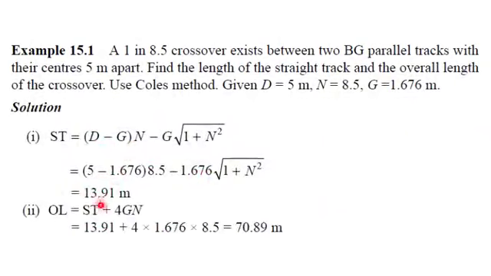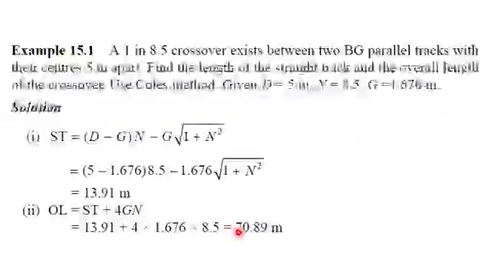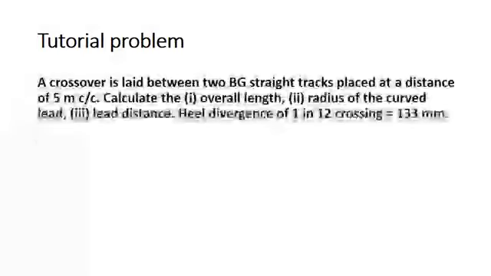Again, the overall length is obtained by adding the length of the straight track plus 4GN. So that comes to 70.89 meters. So this is the problem you have to solve. Thank you.